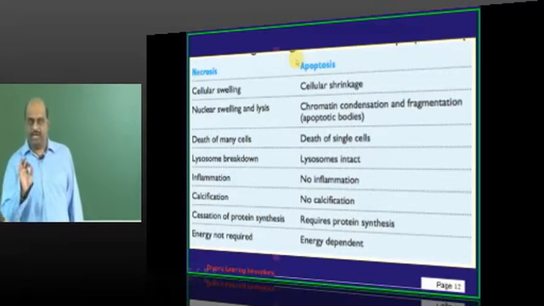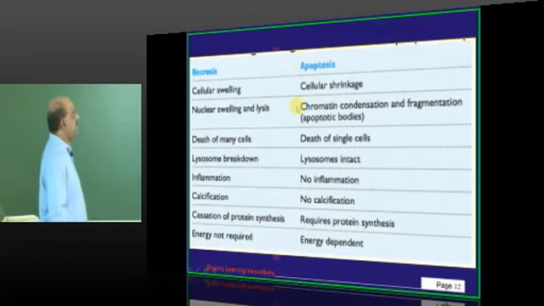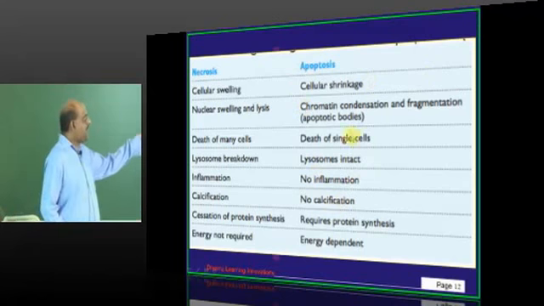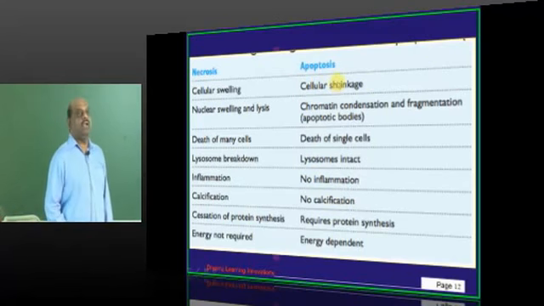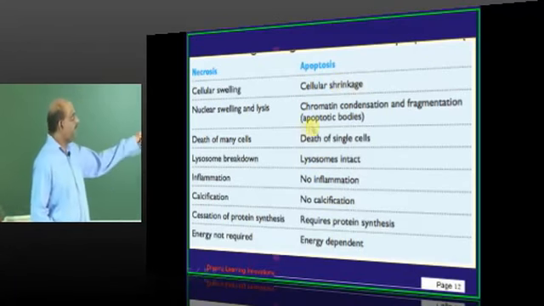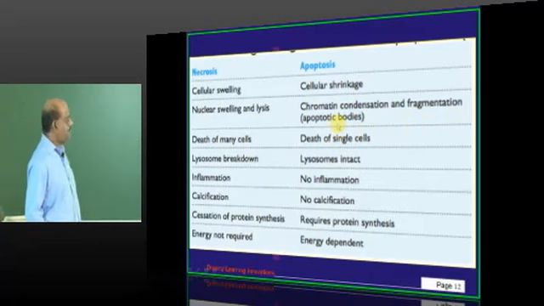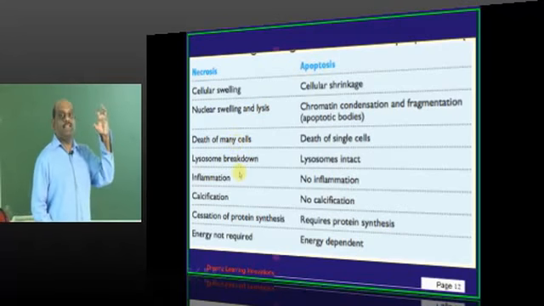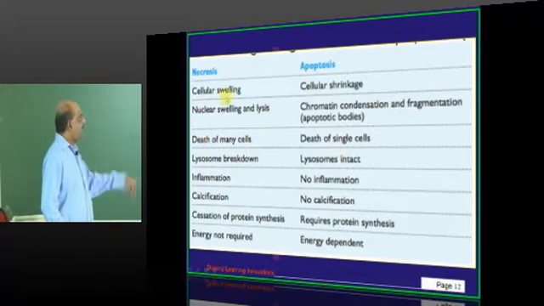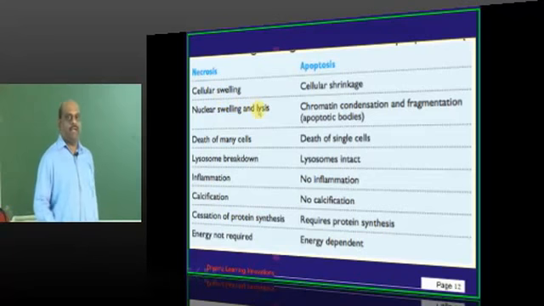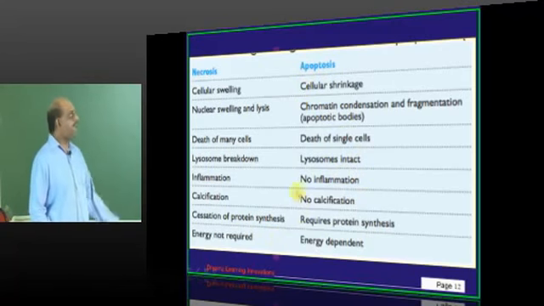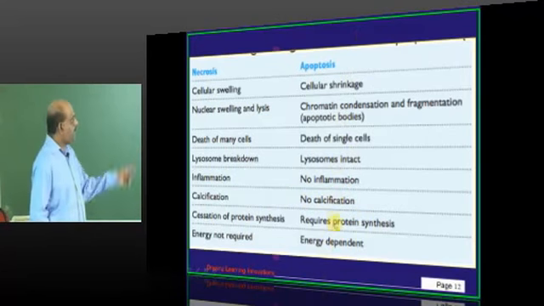Apoptosis versus necrosis. Any exam you go, this is one of the favorite questions of the examiner. It is a cell shrinkage which you see in apoptosis, swelling of the cell in necrosis. Chromatin condensation and fragmentation with apoptotic bodies in apoptosis, but nuclear lysis, karyolysis, in necrosis only. Many cells at a time if it is necrosis, single cells any time is apoptosis. Lysosomes are intact without any inflammation, without any calcification in case of apoptosis.